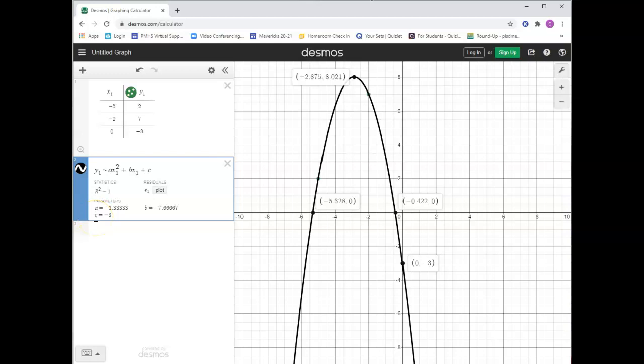So I'm going to go ahead and write, and then I'll take this off of my screen. Y equals -1.333x squared minus 7.667x minus 3.